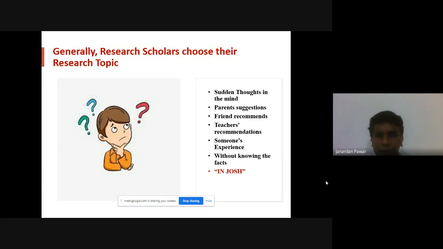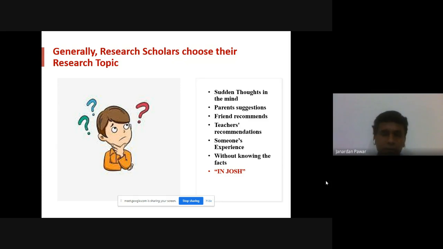And after a few years, I get nervousness, I get frustrated because I'm not getting the data, and I stop my research work. So this is the end result, and we want to avoid this, and this is what this workshop is meant for. So generally, this is a practice of researcher. I'm using this word new researcher for selecting their topic or choosing their topic, but this is not expected.